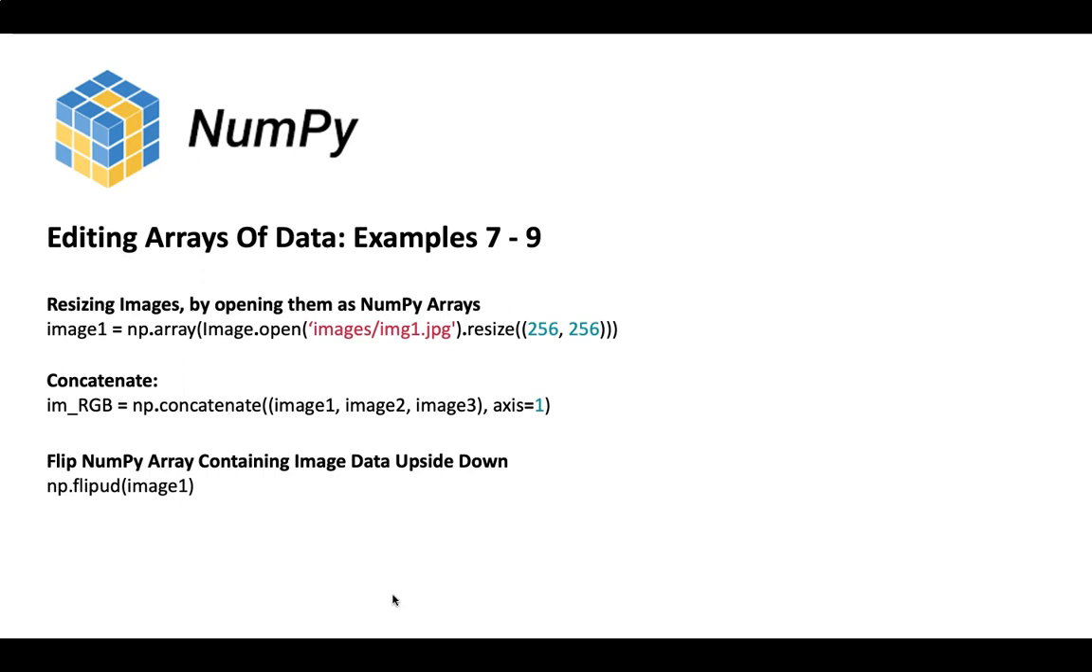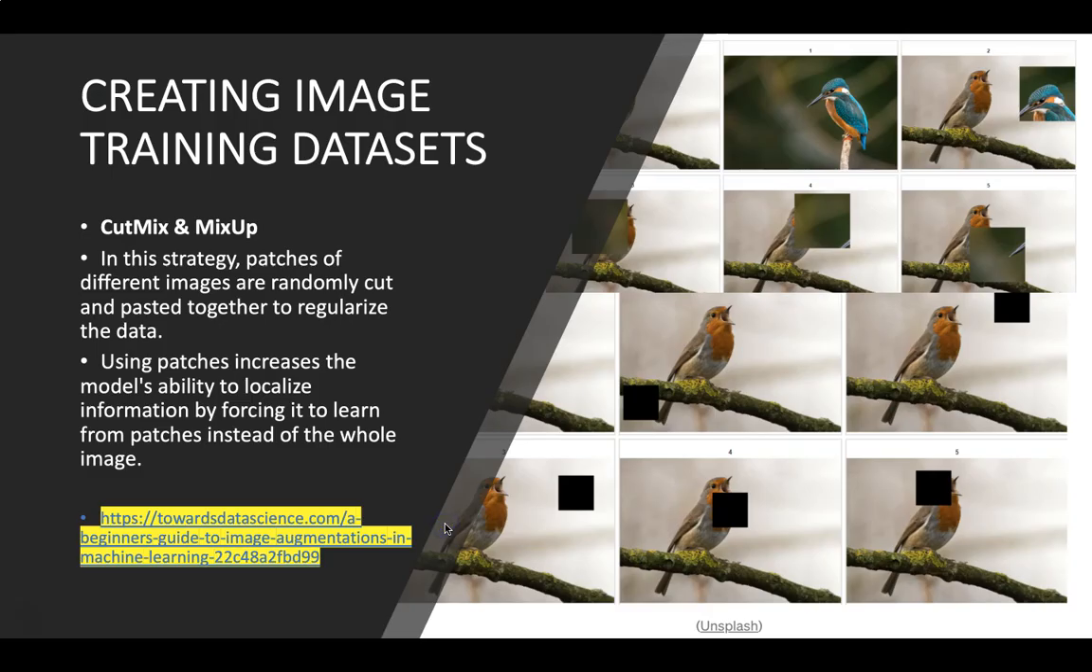If you open multiple images, you can concatenate them like you could do any other array concatenation, or you can use NumPy to flip images upside down, which makes NumPy quite a powerful tool for creating image training data sets, because it can cut out sections of images, paste different images, and make the images more varied, so you've got more training material.